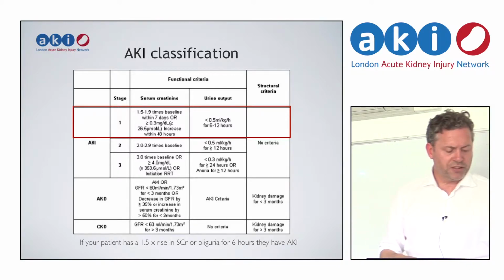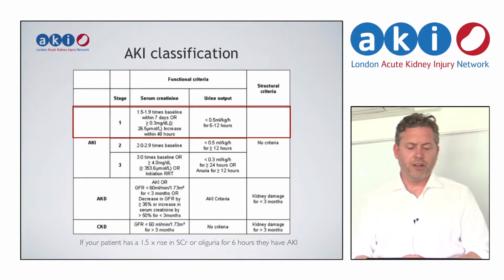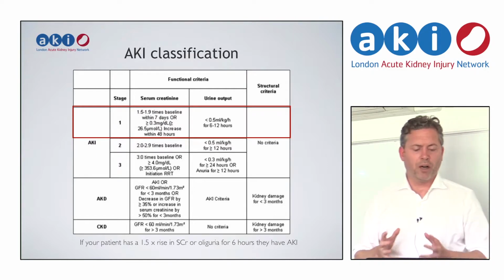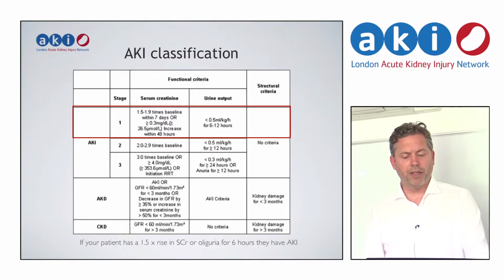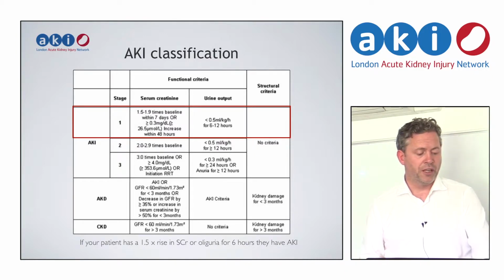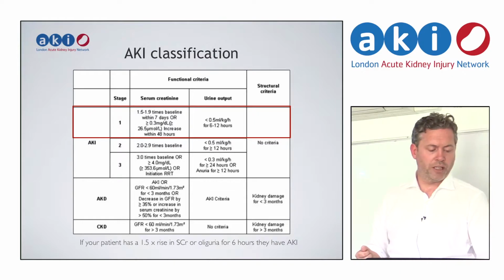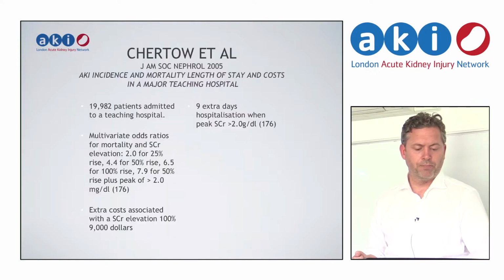So the urine volume criteria are generally only applicable in high dependency areas where hourly urine volumes are being measured, although they can be operationalized into averages. But in general, I would say if your patient has a 1.5 times rise in serum creatinine from a 7-day baseline or oliguria for 6 hours, they have by definition acute kidney injury.